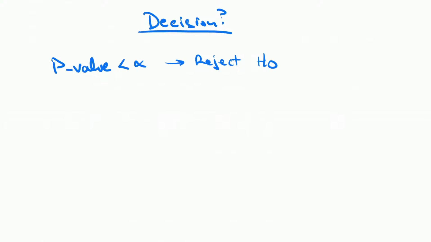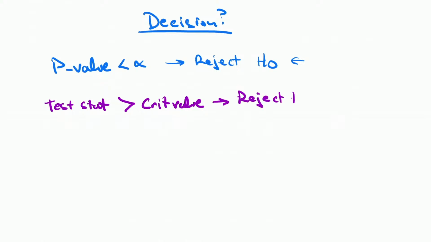There's two ways of doing this, and we've always focused on this way. The other way is when your test statistic is greater than the critical value, then you reject the null hypothesis. The second one is sort of the new way. It's really not new. It's something that has been lurking in the background all along.